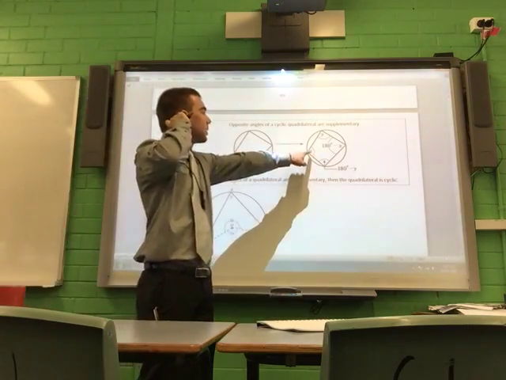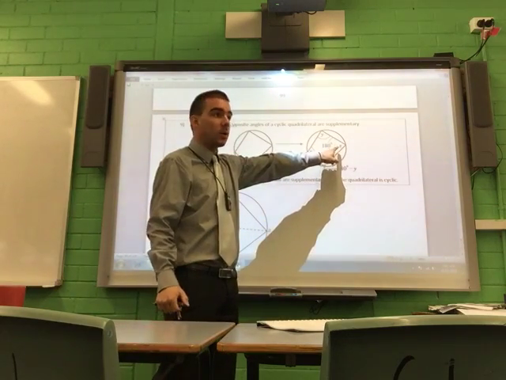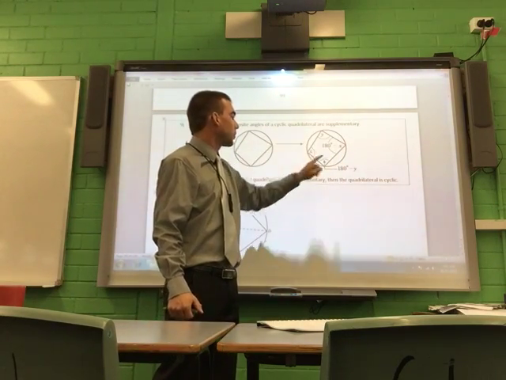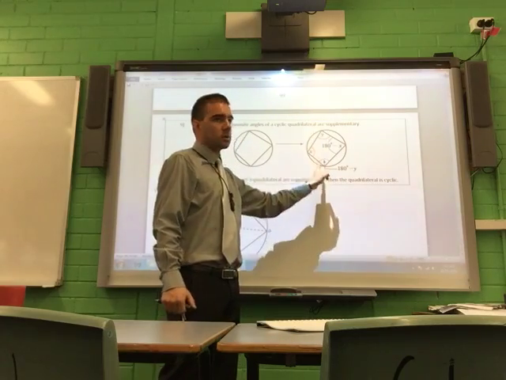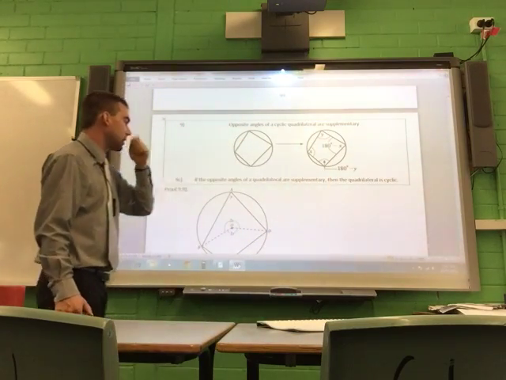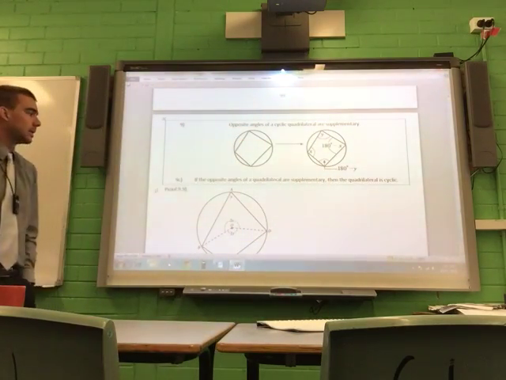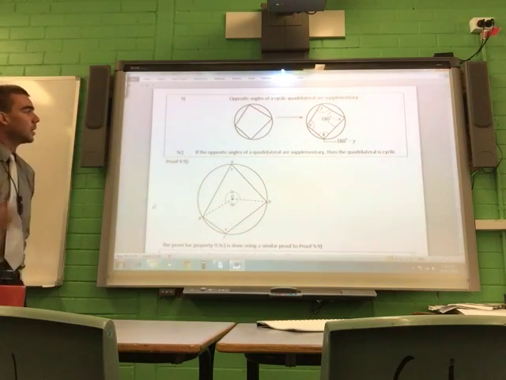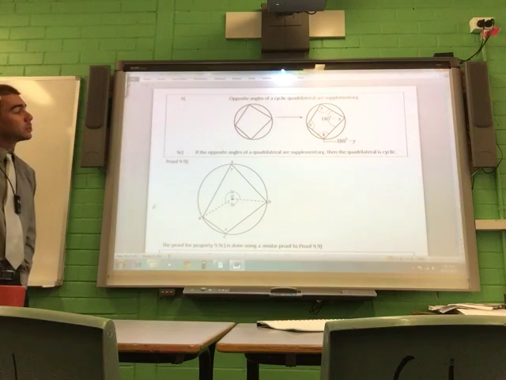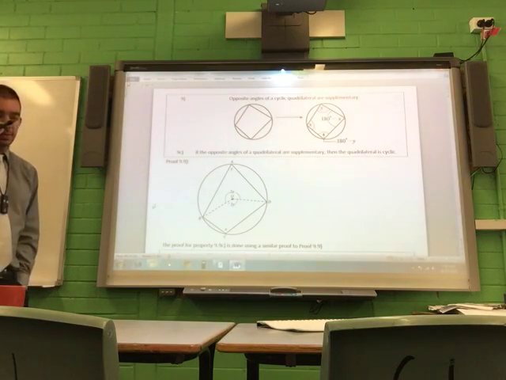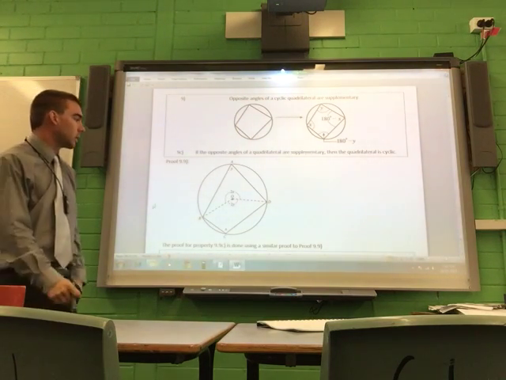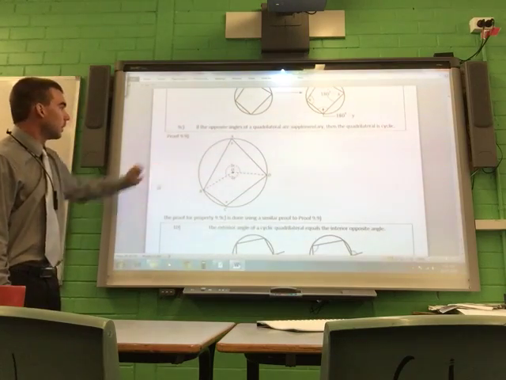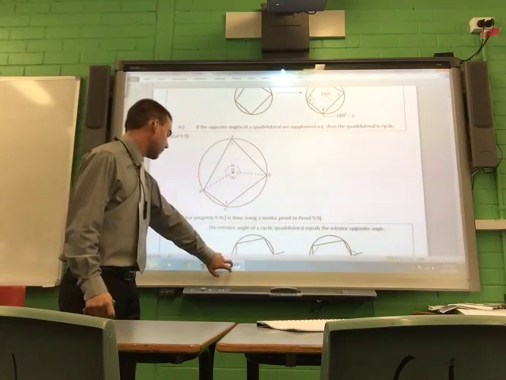So if we have the angle x here, this is going to be 180 take away x. And we've got angle y at the top, and the angle opposite it is going to be 180 degrees take away y. Right, the converse is also true. So if the opposite angles of a quadrilateral are supplementary, then the quadrilateral is a cyclic quadrilateral. Right, so let's have a look at a proof.